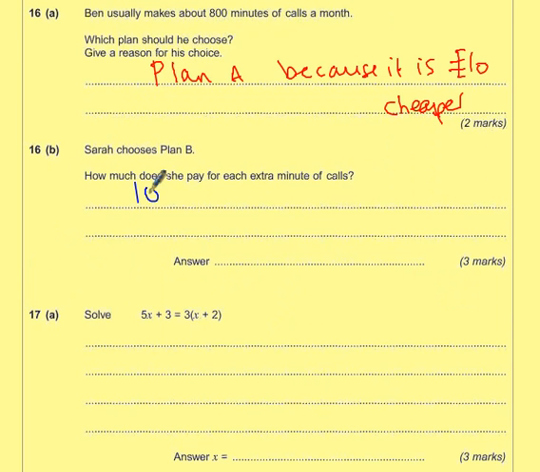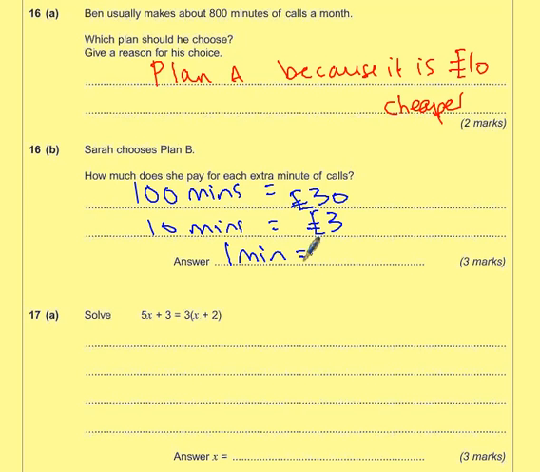So we got that 100 minutes on Plan B is going to cost Sarah £30. So 10 minutes will cost her £3 by dividing by 10. And similarly again, if we divide by 10 again, from 10 minutes down to 1 minute, from 100 down to 10, divide by 10. So for 1 minute, we need to do the same to both sides. So 3 divided by 10 is going to move the decimal point from here to here.